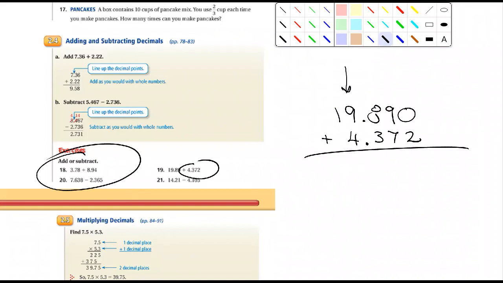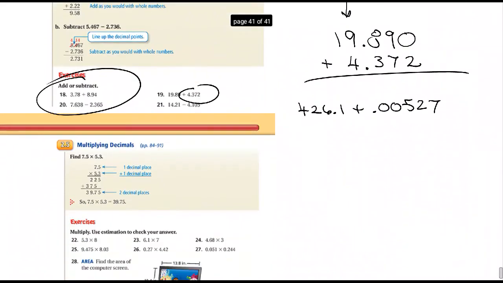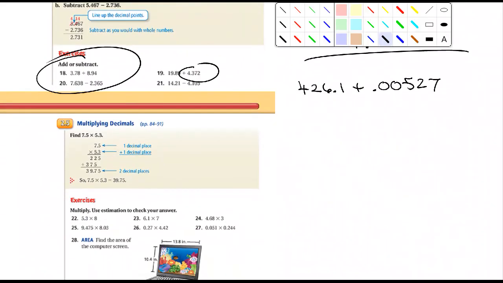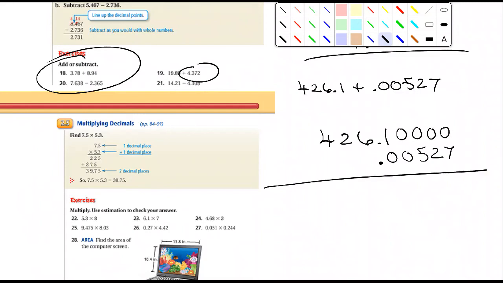So let me give you one more example since somebody asked about it. Let's say I had 426.1, and I'm adding 0.00527. Well, again, you just got to keep the decimals lined up. So it would look like this, 426.1, and then I'm going to put 0.00527. And I could put zeros here to help me keep things lined up.